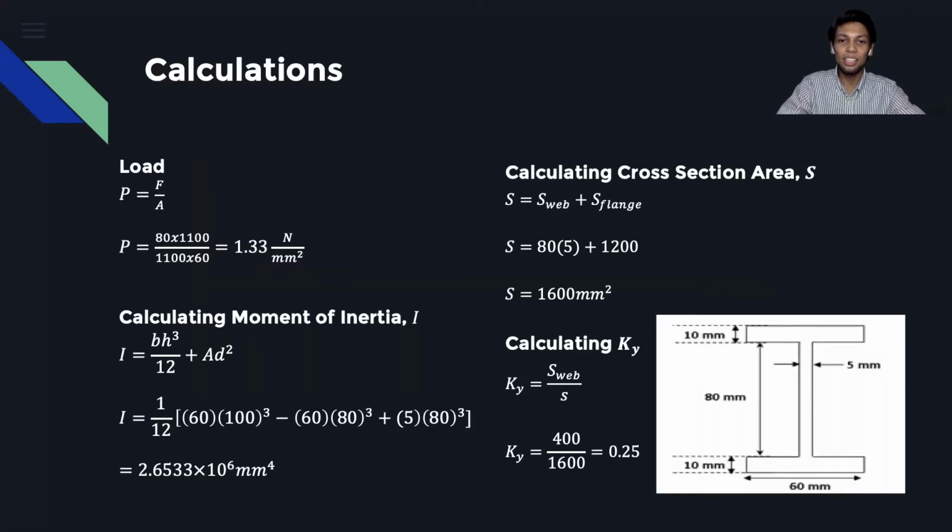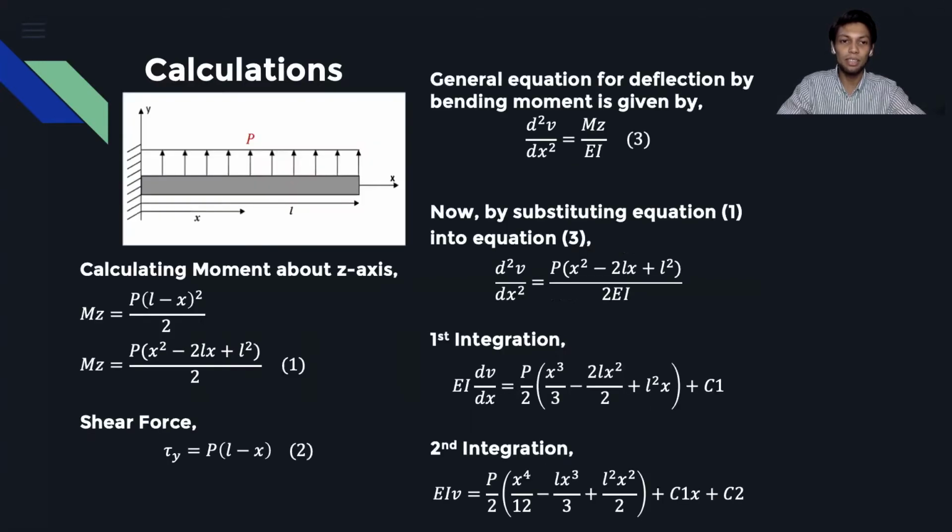Next, we head to the calculations. Firstly, we calculate the values of load, moment of inertia, total cross-section area, and also Ky. After calculating these values, from this figure, we calculate the moment about the z-axis, obtaining equation 1. Also, we generate the equation of shear force, which is shown in equation 2. Since we know the general equation for deflection by bending moment is given by equation 3, now, by simply substituting equation 1 into equation 3, we obtain this equation.